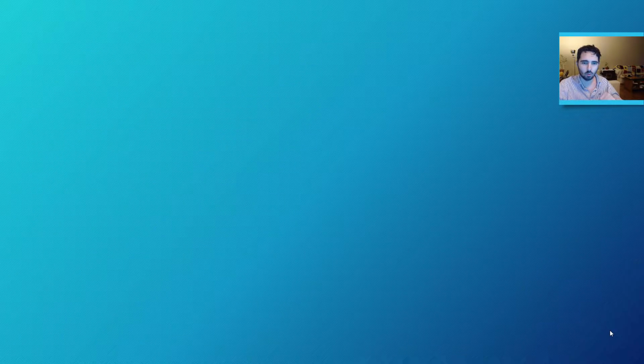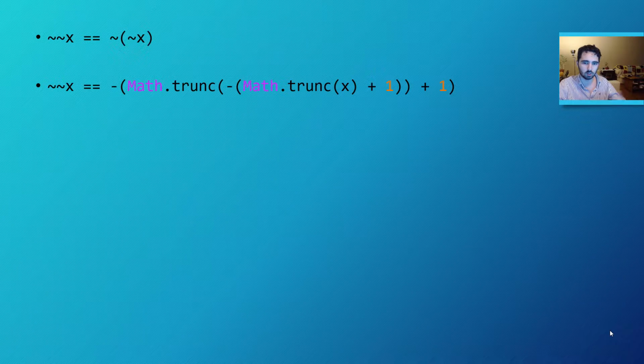So let's break this down. What is the double tilde operator? Well, you can break it up like this, and then if we use the formula I gave on the previous page, this is what it looks like in expanded form. You have minus Math.trunc(x) plus 1 plus 1. The minuses can get pulled out, and as a result, the inner plus 1 will turn into a minus 1, and you can also pull that out because trunc of 1 is equal to 1. So this is what this looks like.